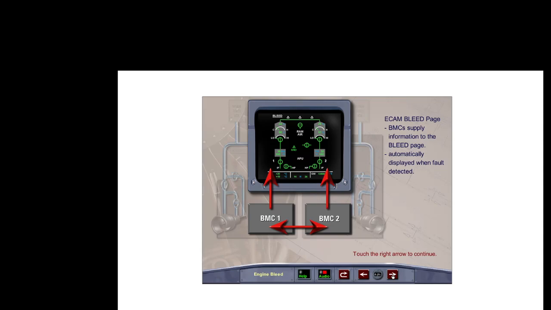BMCs 1 and 2 supply information to the ECAM bleed page. When a fault is detected in the pneumatic system, the bleed page is automatically displayed on the lower ECAM display.